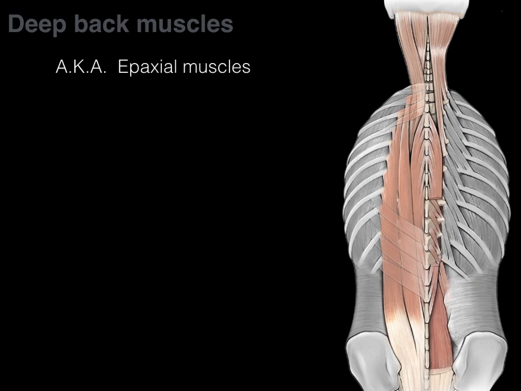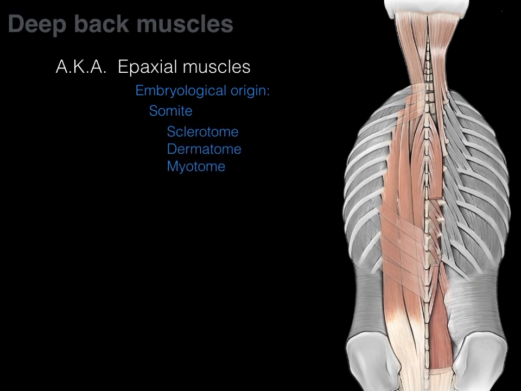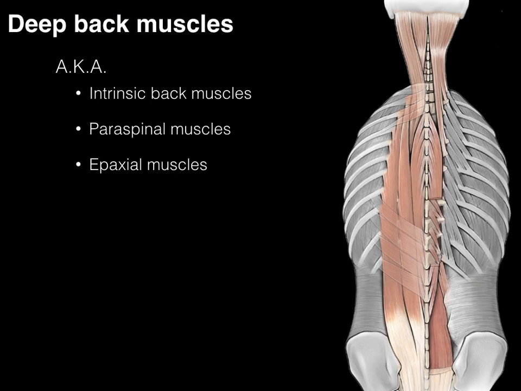And how about one more? How about epaxial muscles as well? They have an embryological origin. When we look at the somite, the paraxial mesoderm that condenses beside the neural tube, the somite gives rise to sclerotomes, dermatomes, and myotomes. The myotomes give rise to hypomeres, which make the anterior lateral body wall muscles and limb muscles, and the epimere, which makes the muscles epi, upon the back of this developing embryo. The epimere gives rise to epaxial muscles, which are also known as your deep back muscles. So, deep back muscles are also known as intrinsic, paraspinal, or epaxial muscles.